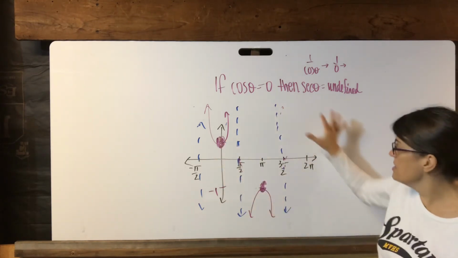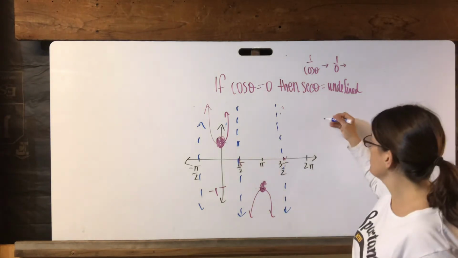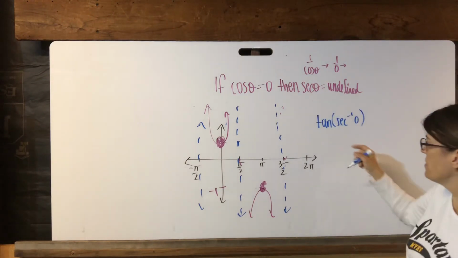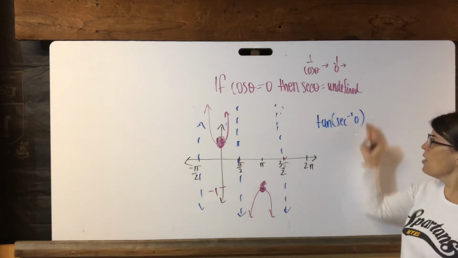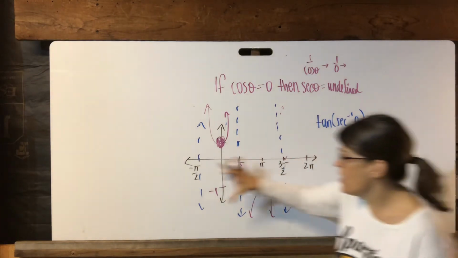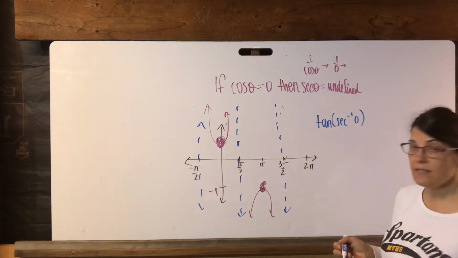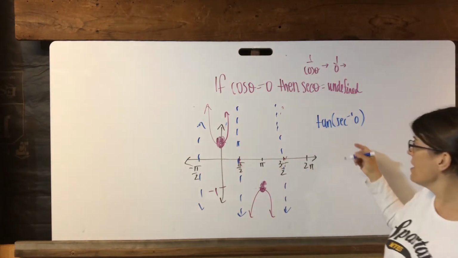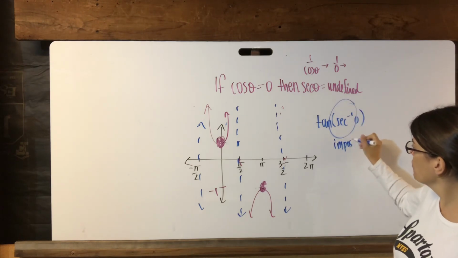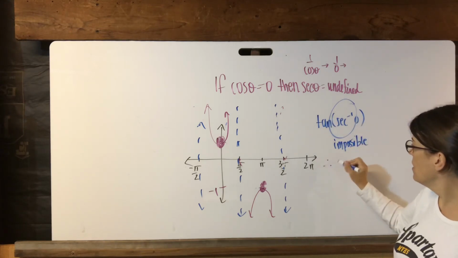Where is the secant 0? I erased the original problem. The original problem was the tangent of the inverse secant of 0. Some angle whose secant is 0. Look at the graph. Where does the graph of secant touch the axis? It doesn't. And that is another way to look at this: it's impossible. So this is another way to look at the answer to this question being undefined.